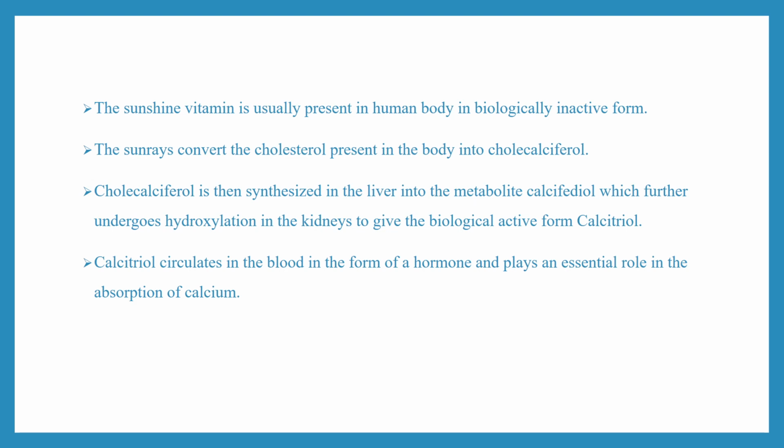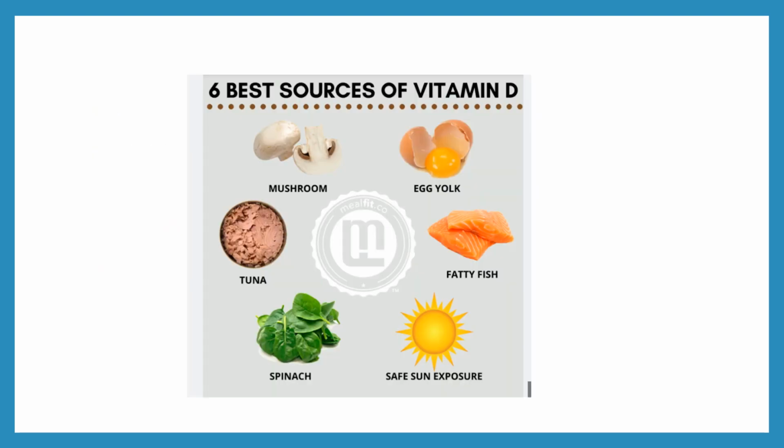The sunshine vitamin is present in the human body in inactive form. The sun rays convert the cholesterol present in the body into cholecalciferol. The cholecalciferol is converted in the liver to calcifediol, which undergoes hydroxylation in the kidneys to give the active form, calcitriol. The calcitriol circulates in the blood as a hormone and plays an important role in the absorption of calcium. The sources of vitamin D are mushroom, egg yolk, fatty fish, safe sun exposure, spinach, tuna. These are the richest sources.